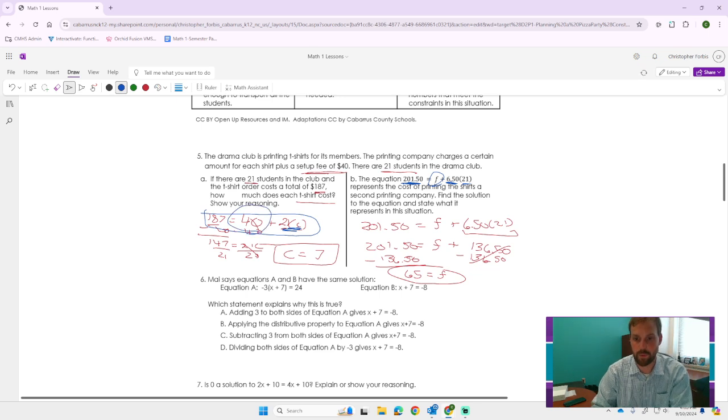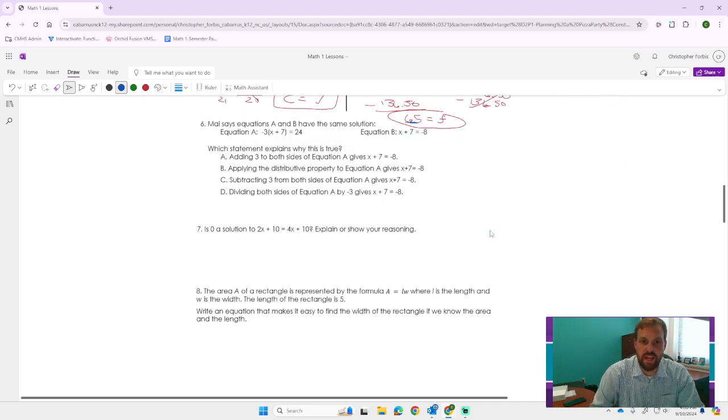Well, what did that number represent? What does the 65 represent? It's the startup cost. It was $40 to start up for the other company. It's going to be $65 for the startup here. Startup price. Okay. Very good. Let's keep the ball rolling here.